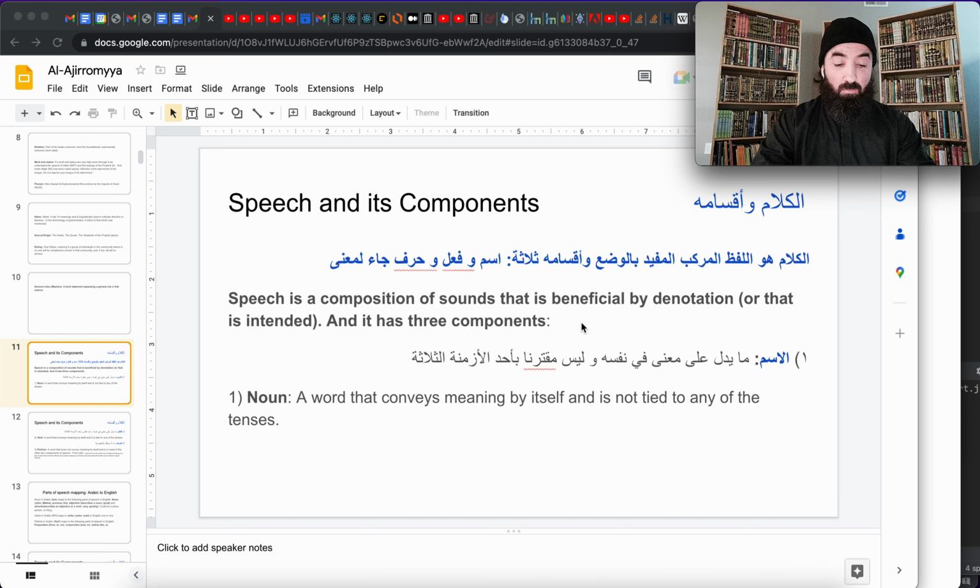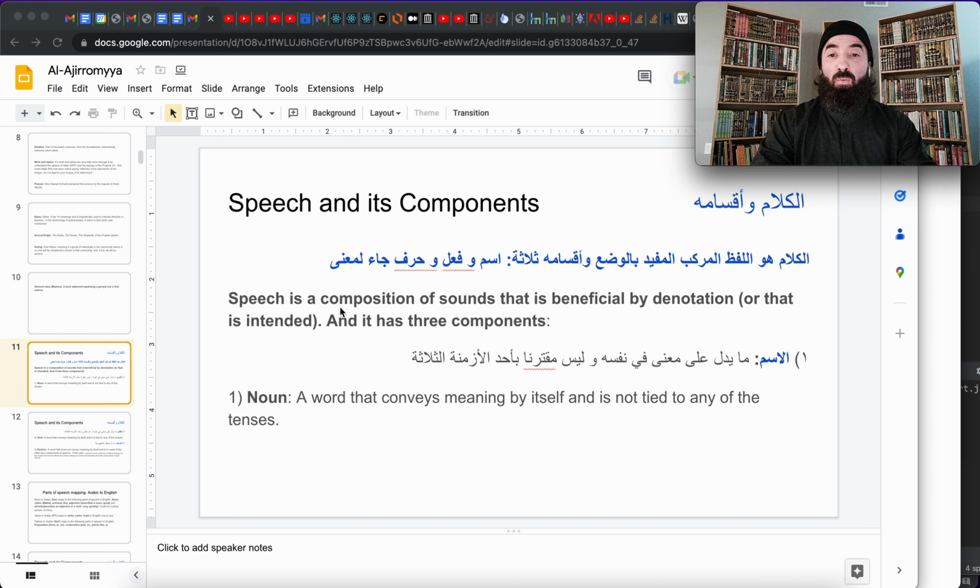Bismillahir Rahmanir Rahim. In the name of God, the most merciful, the most compassionate. Al-Kalam huwa al-lafz al-murakkab al-mufid bil-wad'i, wa aqsamuhu thalathah: ism wa fi'l wa harf ja'a li-ma'na. Speech is a composition of sounds that is beneficial by denotation, and it has three components.